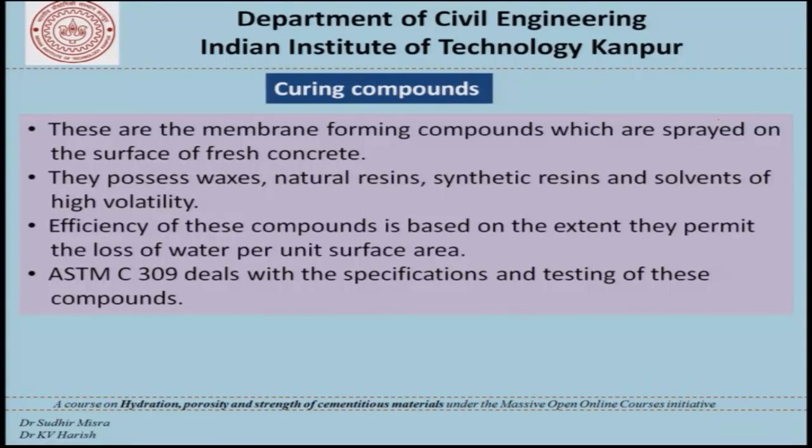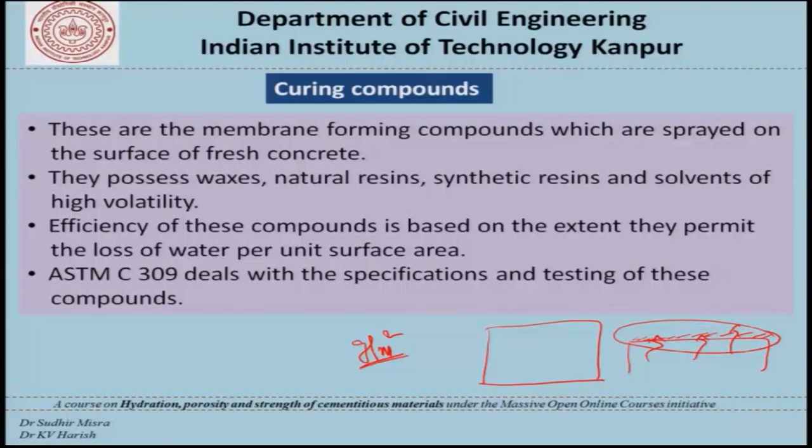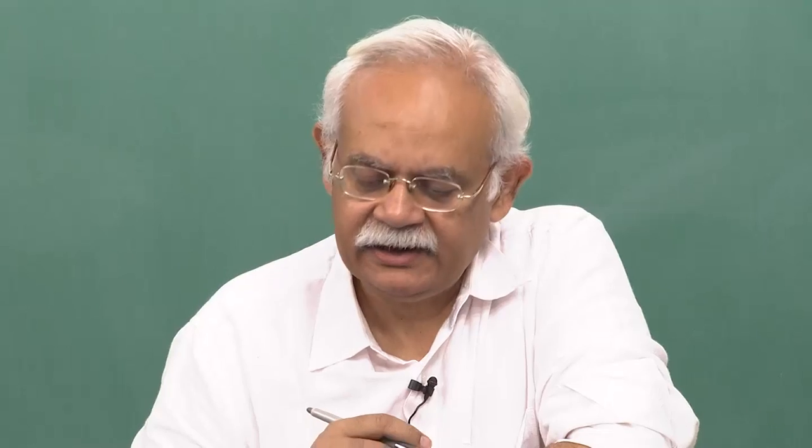Efficiency of these compounds is based on the extent they permit the loss of water per unit surface area. So we can imagine that this basically boils down to a method where a certain surface area of concrete is sprayed. If we look at the cross section here, we try to spray something on the surface, making sure that water does not move out from the concrete. So obviously, the effectiveness with which this application of curing compounds will work would depend on how much, let's say grams per square meter, of this material is applied, apart from, of course, the characteristics of that material. For one material, we may need to apply more. For another material, we may need to apply less.